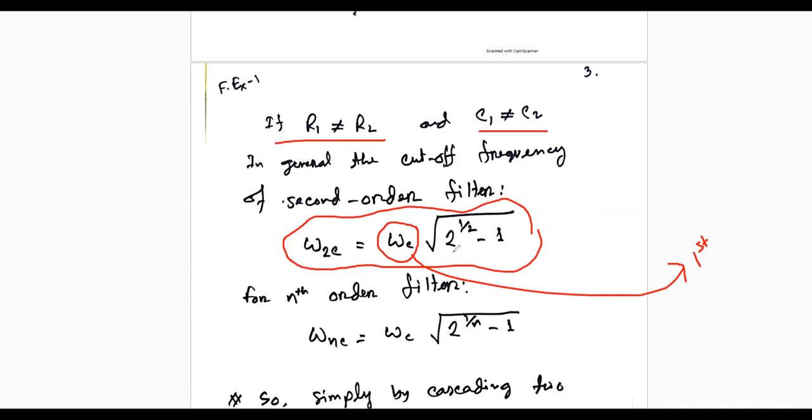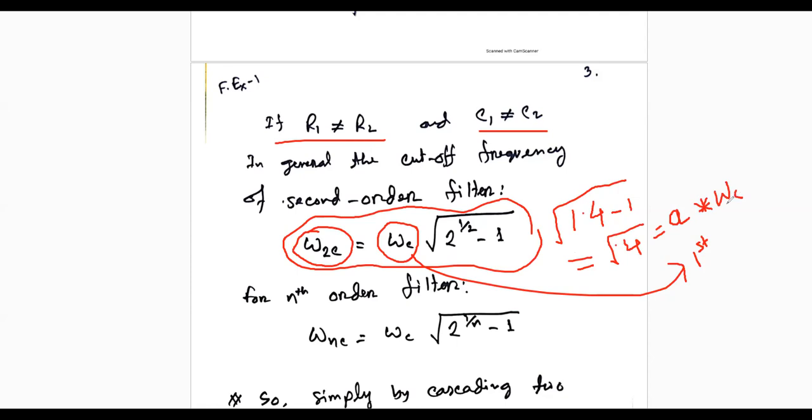So you can find here 2 to the power half. That means this is root over 2. What is the value of root over 2? Like 1.4 or something like this. Minus 1 and then root over. So this is the shifting for the second order filter. So that means this is 0.4 root over whatever the value, let's say A. So A is the shifting. A is the shifting.